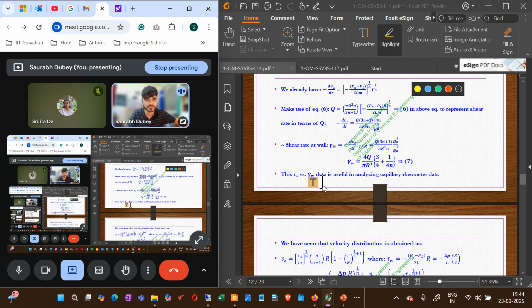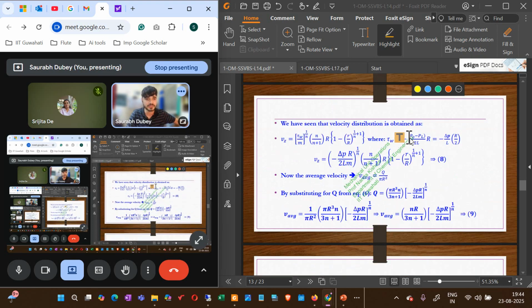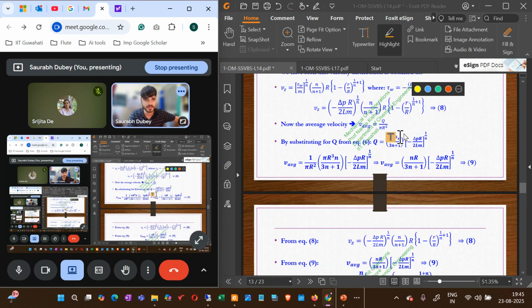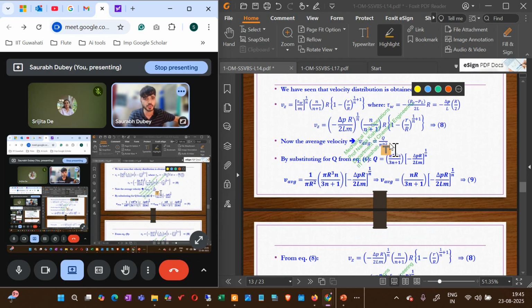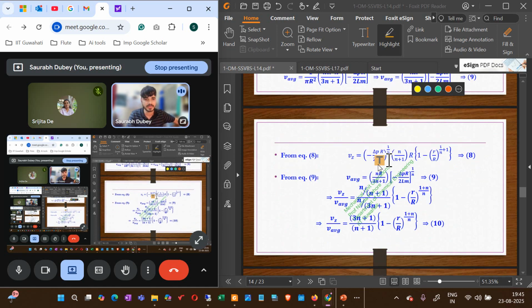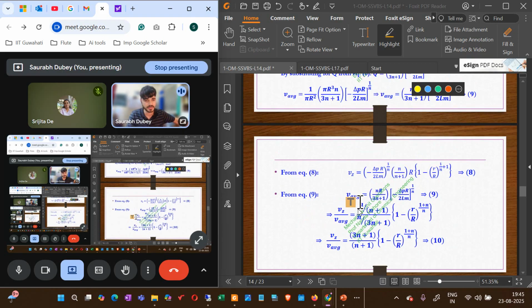So this tau w to shear rate data is useful in analyzing capillary rheometer data, right? Once you got the velocity profile, you use that to calculate Q through the integration, and once you got this Q, you wanted to relate that Q to the pressure drop. So again, you started calculating the average velocity, and then the ratio of the average velocity to the maximum velocity.